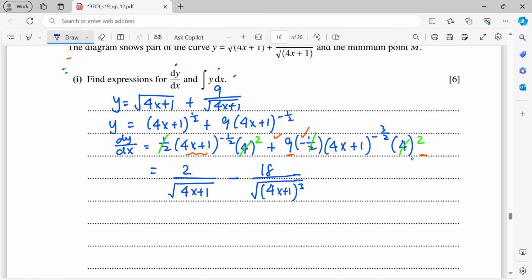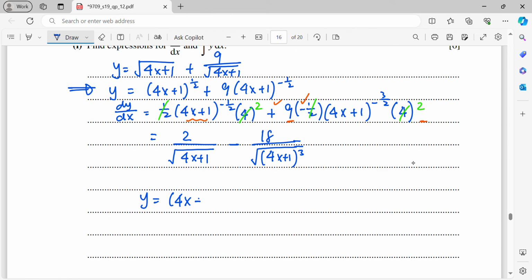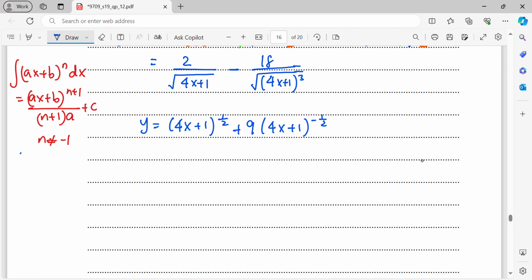Now for the integration, refer to this form and integrate. Now our integration formula: you integrate (ax plus b) to the power of n, that is (ax plus b) to the power of n plus 1 over n plus 1, then differentiate ax plus b is a. Then after that plus c. Remember, this formula is valid when n is not minus 1. So now when I integrate y dx, that is integrate (4x plus 1) to degree half plus 9 bracket (4x plus 1) to degree negative half.